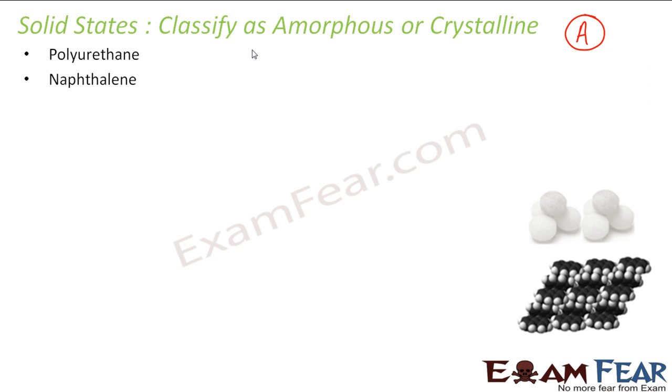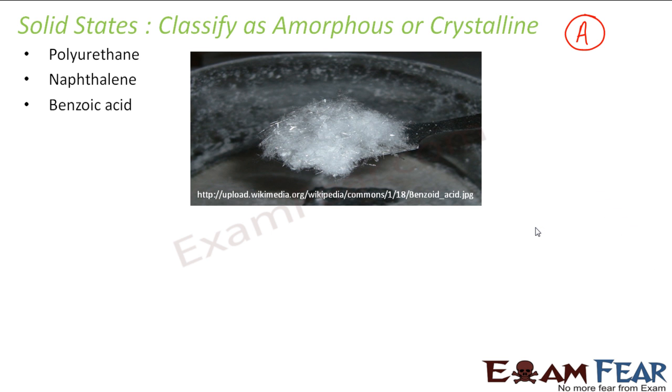If you take the example of naphthalene, we have already seen it's crystalline. Naphthalene is a crystal. It has an aroma, that is something we know. Also, if you try to cut it, you'll get a sharp edge, and if you try to melt it, it will have a very sharp melting point. Benzoic acid is also crystalline. This is amorphous, this is crystalline. This is the crystal structure.